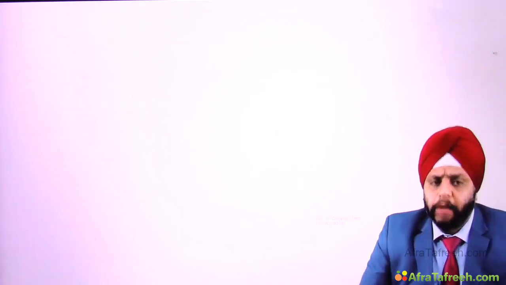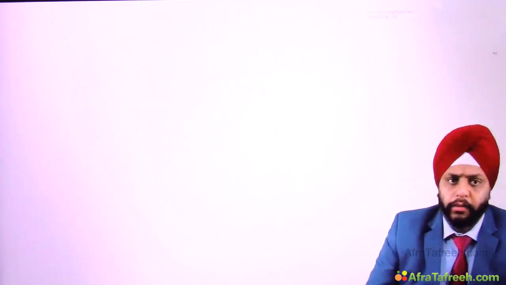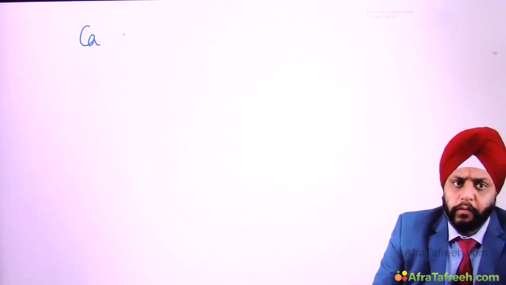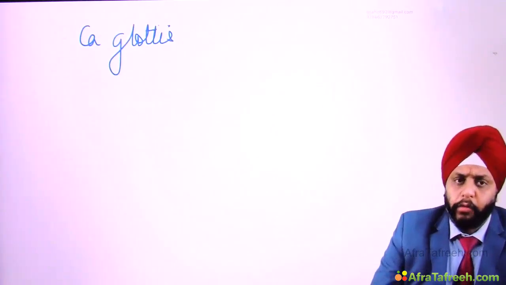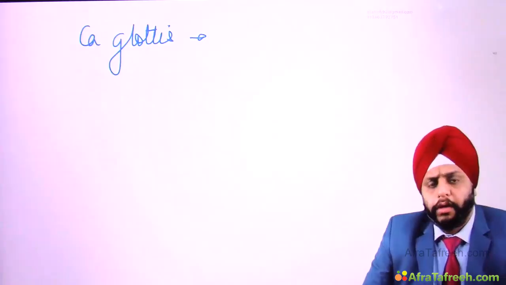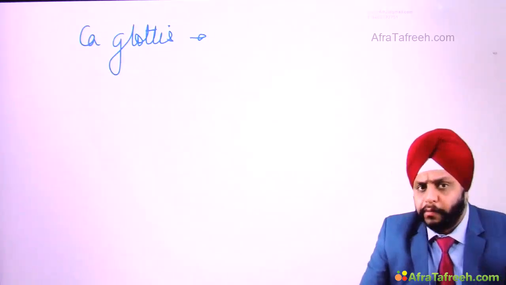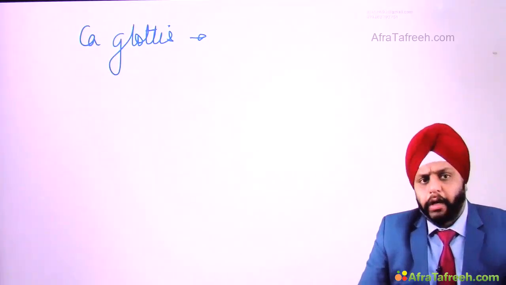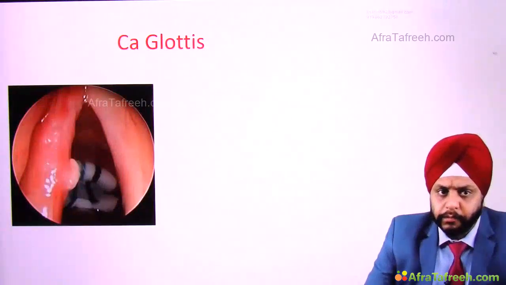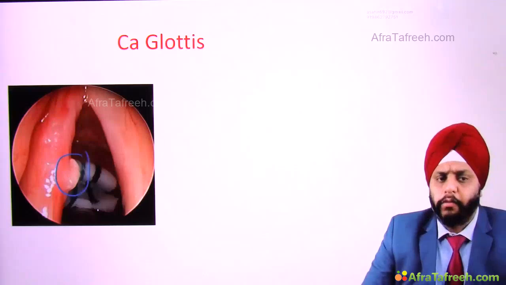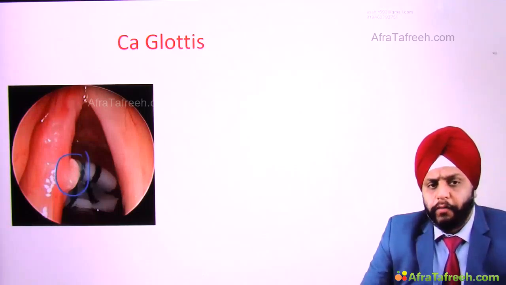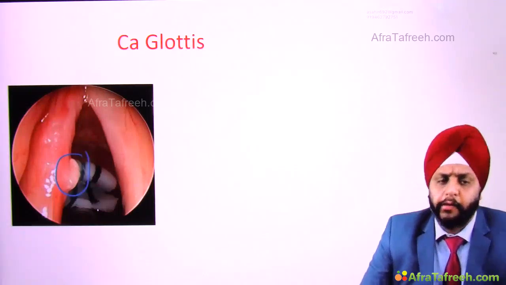Okay, now let us do the staging for CA glottis. So let's first do the staging for CA glottis. Okay, so we have diagnosed a case of CA glottis. The patient presented to us with hoarseness. We did a laryngoscopy. On laryngoscopy, we saw a mass. Okay, we saw a mass over here. All right, so now we have a case of a suspected malignancy of the larynx.